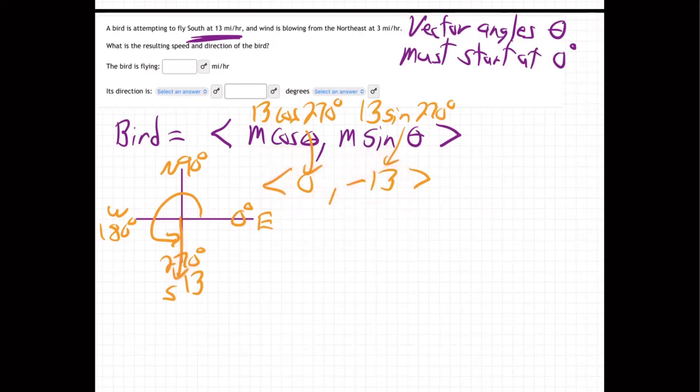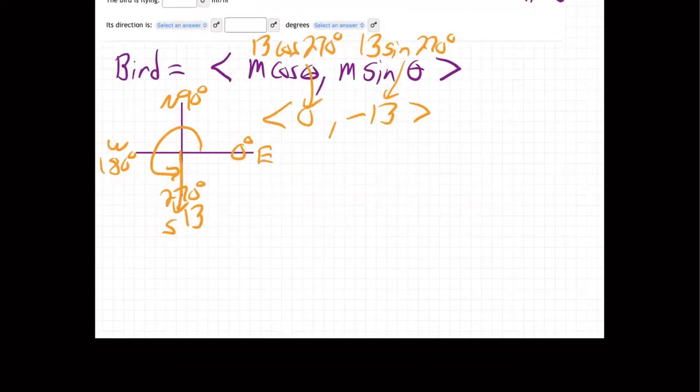So we're just going to get the two vectors and add them together. That's how physics people, engineering people, science people do vector. That's how they do, like if you have two forces acting on something. You have the bird flapping his wings and pushing himself straight south, but the wind is blowing from the northeast. So let's do the wind vector now.